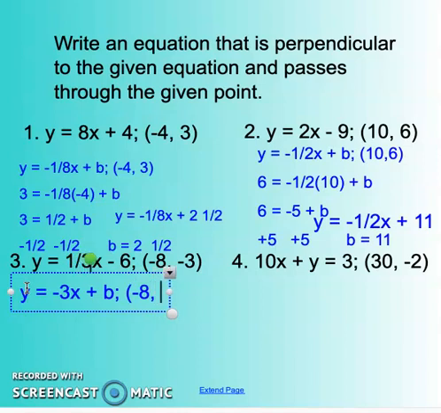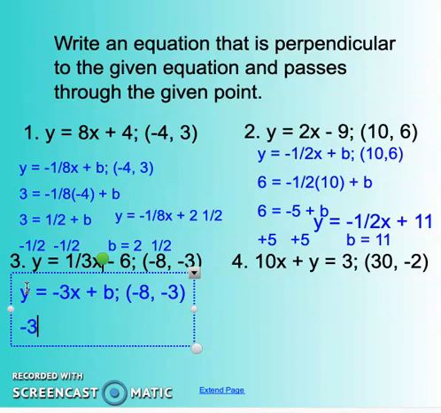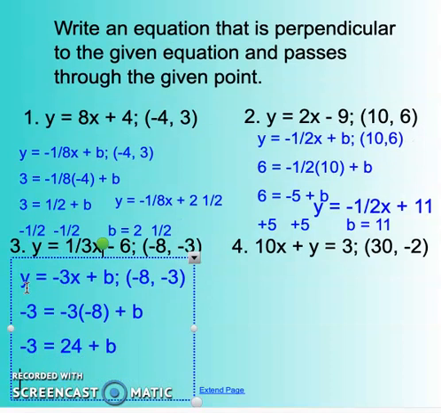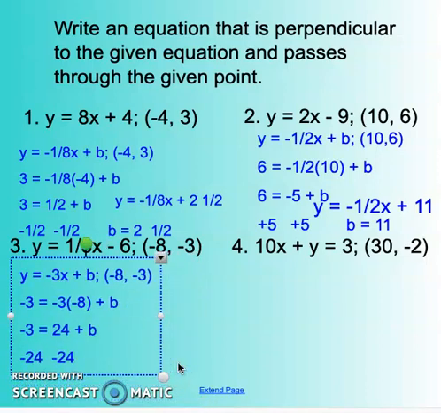But we have negative 8 and negative 3 that we're going to plug in. Okay, so let's start off. Negative 3 equals negative 3 times negative 8. And let's solve this. So we have negative 3 equals 24 plus b. And inverse again, minus 24, minus 24. And so b is negative 3 minus 24. Exactly. Negative 27 equals b.